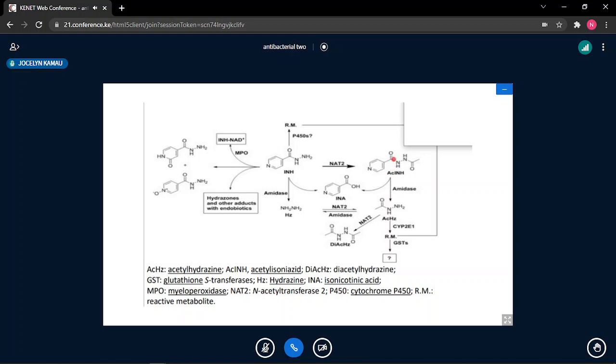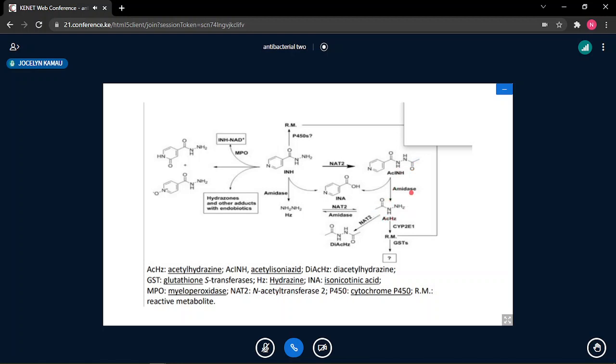And if that does happen, you will get the isonicotinic acid, and you have the hydrazine. Oh, this hydrazine was already acetylated. That's why we are getting acetyl hydrazine, because this is already acetyl isoniazid. So the hydrazine has been acetylated. So we are cleaving here, and we'll get the isonicotinic acid plus acetyl hydrazine. So that is what we are getting here.